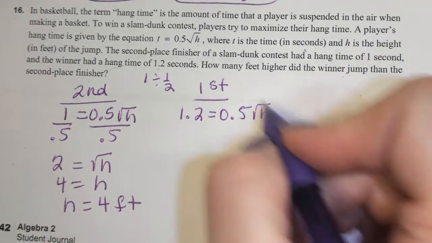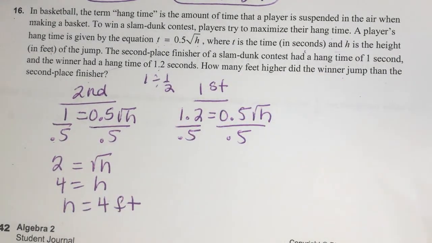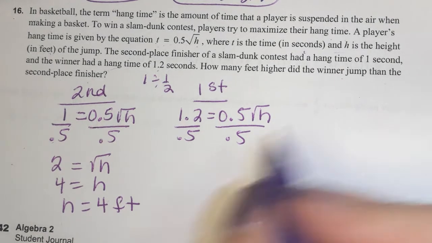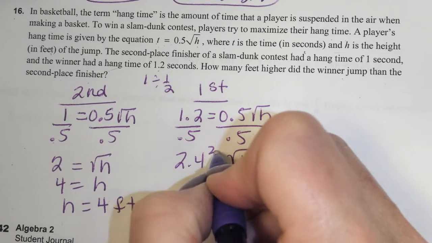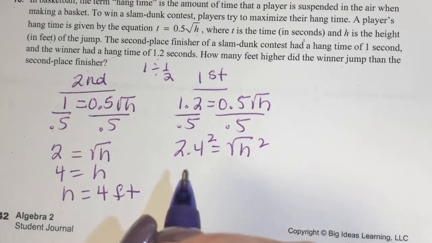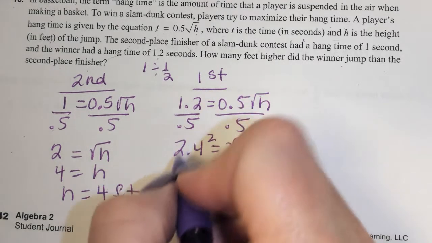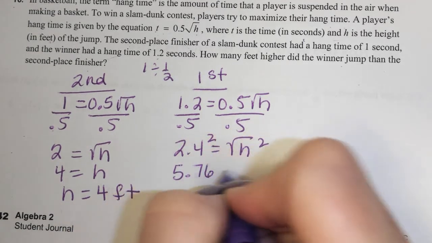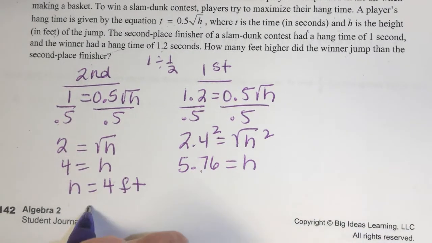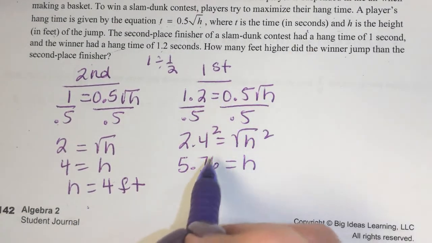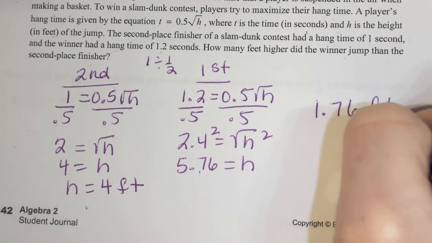The second person, we divide by 0.5. What is 1.2 divided by 0.5? 2.4. Square both sides. Do you know 2.4 squared? 5.76. All right. So we've got this guy's height, this guy's height. How many feet higher did the winner jump? Just subtract, and 1.76 feet.